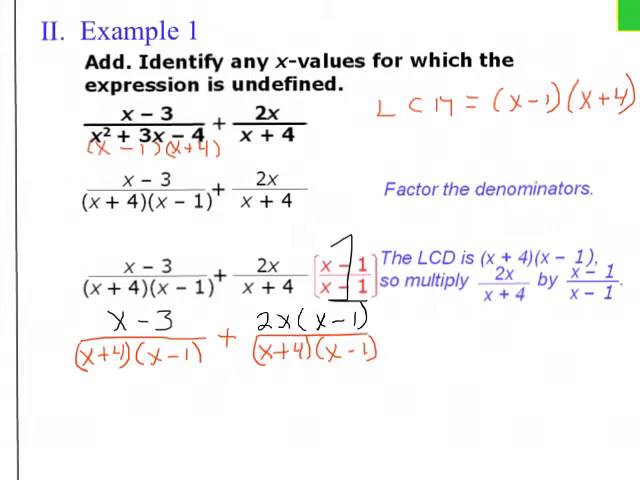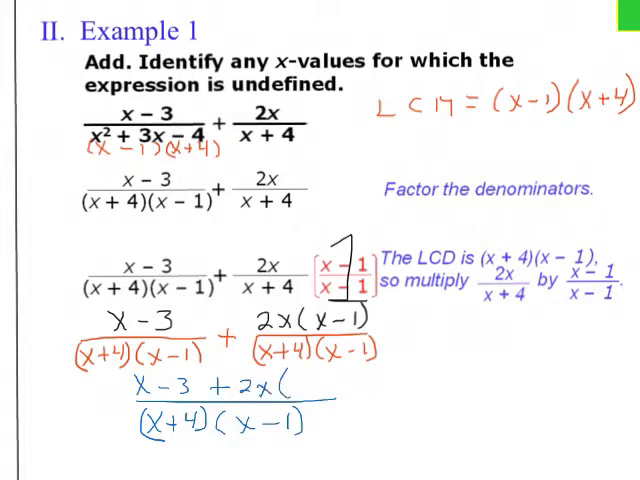Okay, now I have a common denominator here. So now we're back to the problems like we did yesterday. So I'm going to go ahead and combine the numerators. In combining the numerators, I'm going to write it over one denominator here, so that gives me x plus 4 over x minus 1. And on the top, I'm going to have x minus 3 plus 2x times x minus 1. And now I'm going to simplify that.